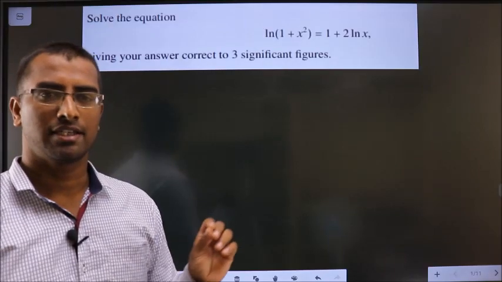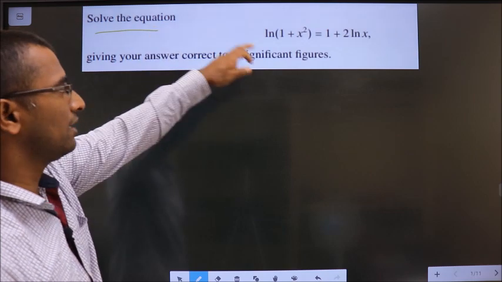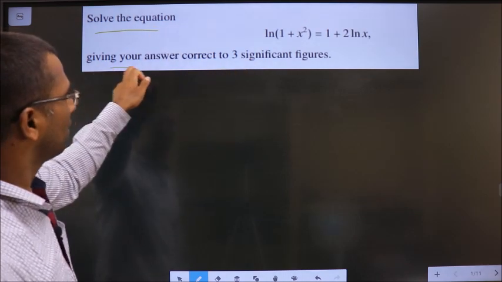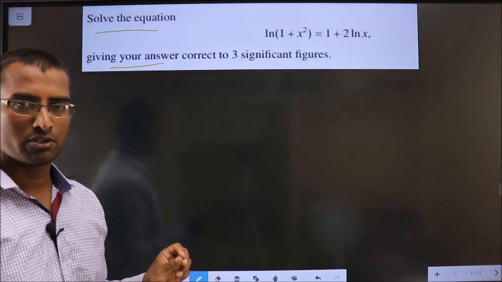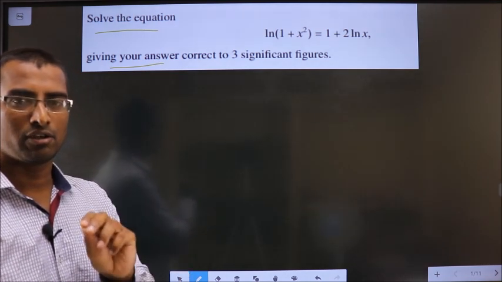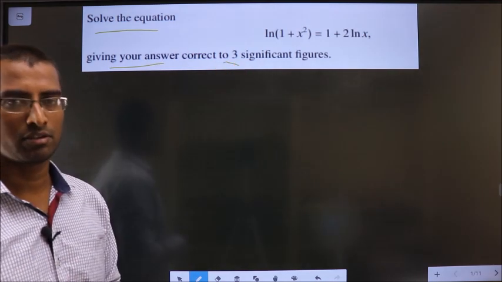Let us solve this logarithm sum. Solve the equation giving your answer correct to three significant figures. They told you to solve, you need to find the value of x, up to three significant figures.